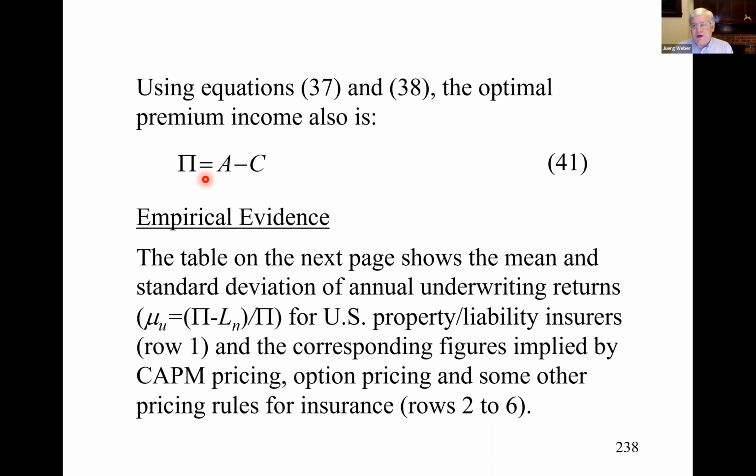Also, we have this equation 41 here. The premium income is just A minus C, but they don't use this equation in the book. What is the empirical evidence for this?